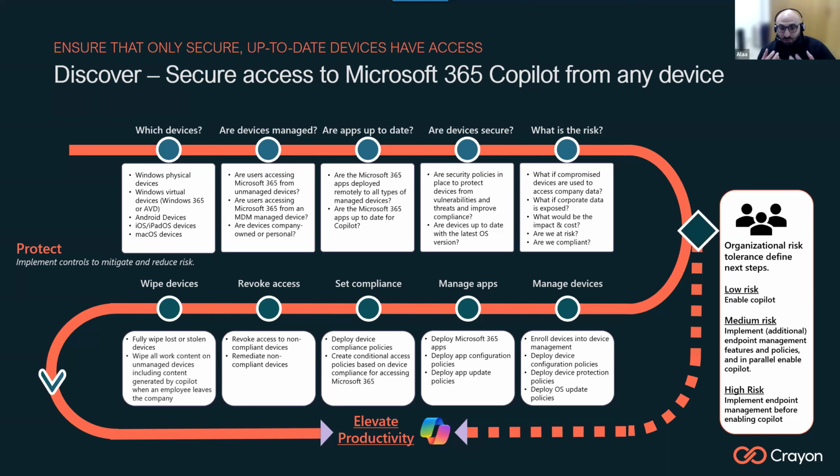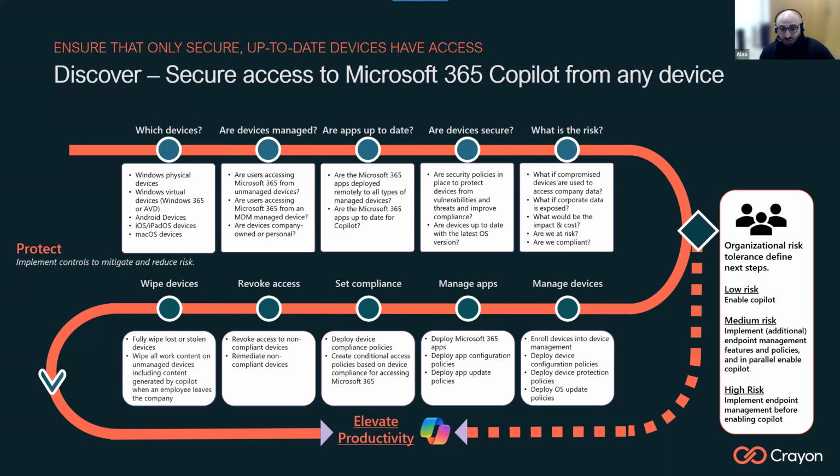The next point is we must confirm the devices are secure. This involves examining the security posture of your endpoints. Do we have robust security policies in place to protect devices from common vulnerabilities and emergent threats? And are these policies contributing to overall compliance? Equally, it is important to ask the question, are your devices running the latest operating system versions? As these updates often include critical security patches and performance improvements that will help you to mitigate risks.